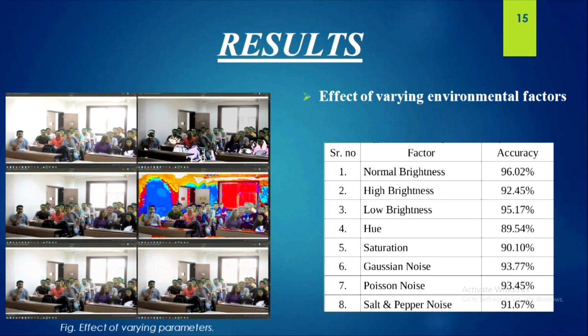So next we have this. We have also ensured that our system is robust against various environmental factors such as brightness, varying hue and saturation, and various types of noise. We have tested our system against high brightness, low brightness, high hue, high saturation, Gaussian noise, and salt and pepper noise. And you can see the results, they are quite appreciable.